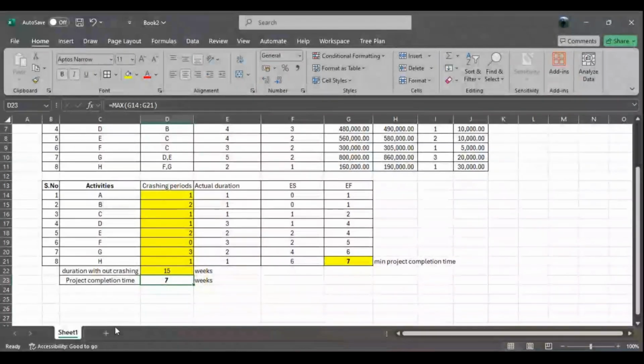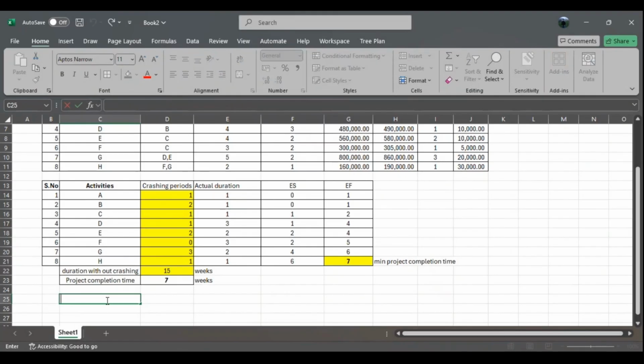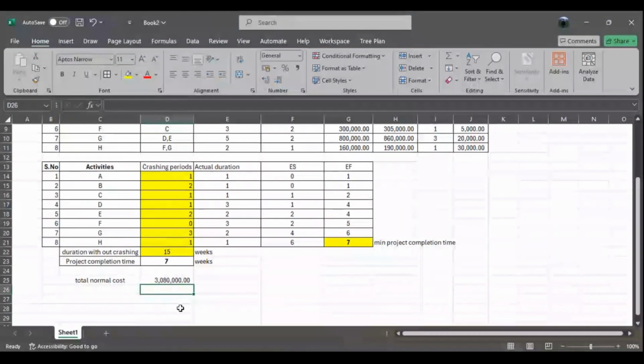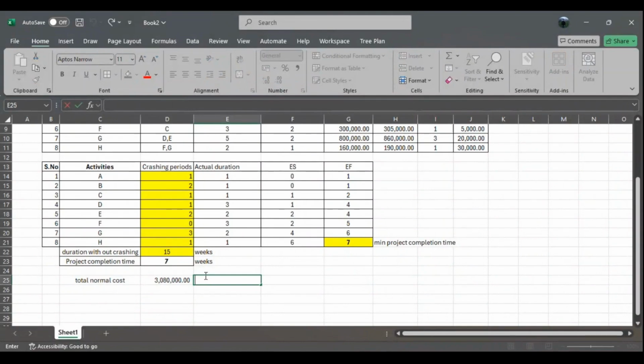Now, let's talk about the cost estimation. Our objective should also be to go for the least amount of crashing with the least amount of cost. So for that, let's talk about some cost figures. First, let's estimate the total normal cost right here. The total normal cost for the project means that we need to add all of the normal costs of the activities. So I'll just put up a function, equal to sum, and I'm going to select all of these normal costs right here. If we press that, this is about 3,080,000, and these are dollars, right? These represent the normal cost.